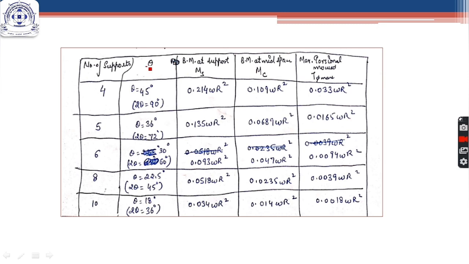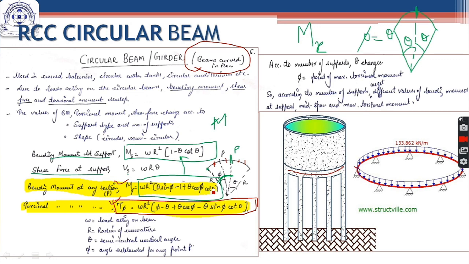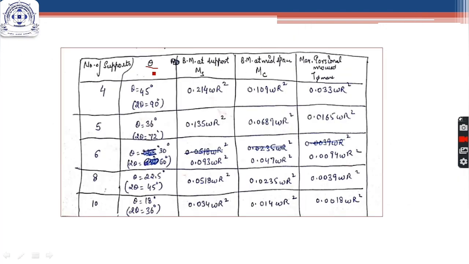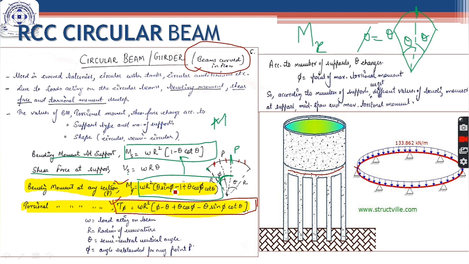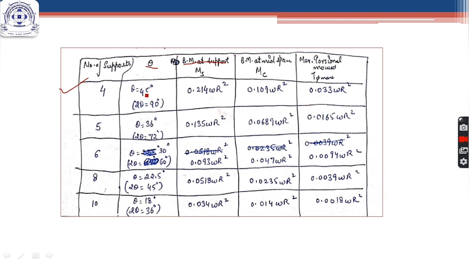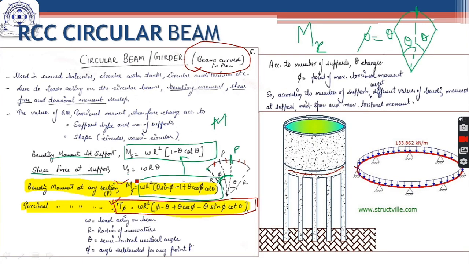Now if we substitute different values of theta here, you will get different values of bending moments. Theta depends on the number of supports, and phi we will substitute here. Phi means the location or point where we are calculating the bending moment. So let us look at an example. Suppose we have number of supports 4. Now we have to calculate the bending moment at support. At support phi will be 0 degree, and theta for 4 supports is 45 degree from this table. You substitute both these values of theta and phi here, and you get M phi.